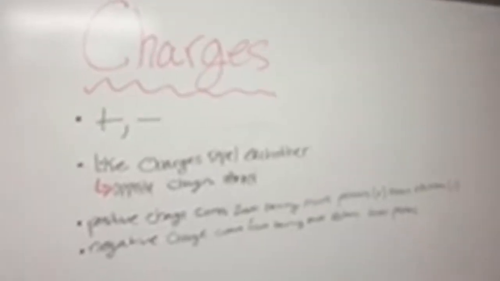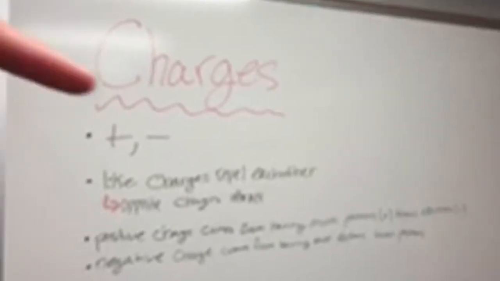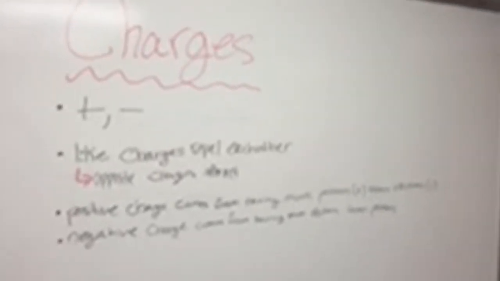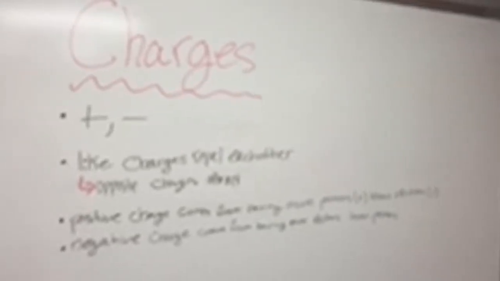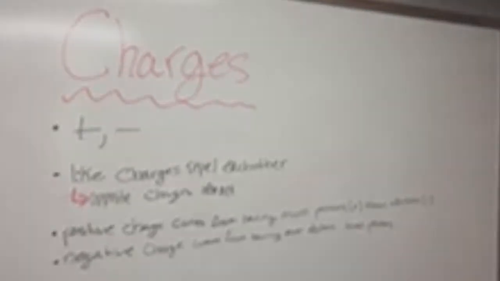There are two types of charges, positive and negative. And like charges repel each other, opposite charges attract. In order for an object to have a positive charge, it has to have more protons than electrons, because protons are positively charged particles. And an object that has a negative charge has more electrons than protons.